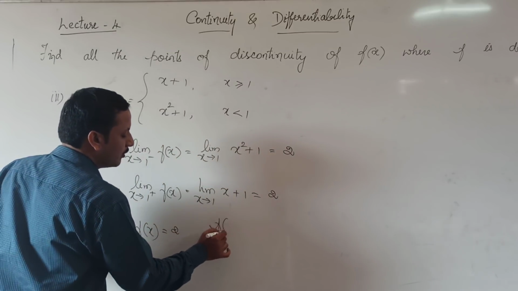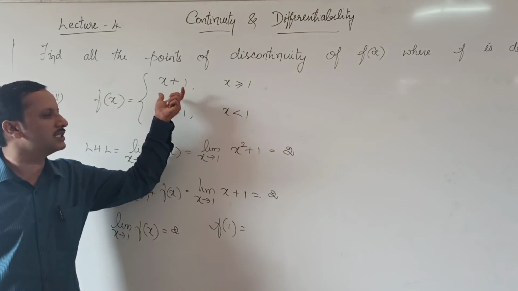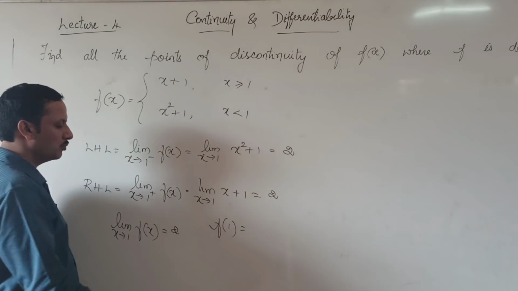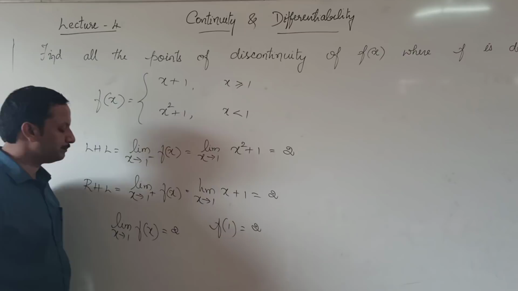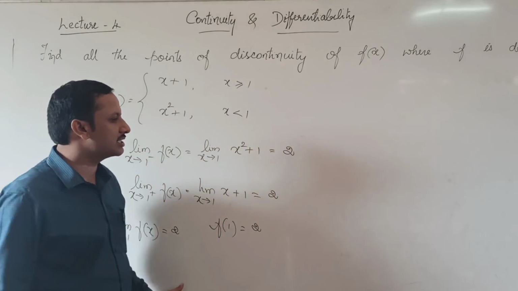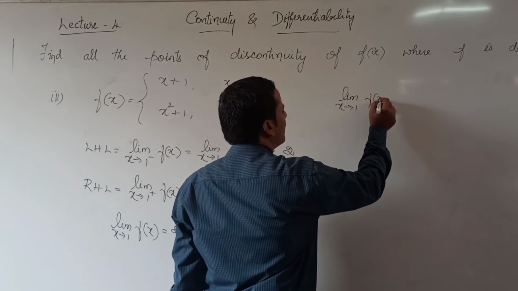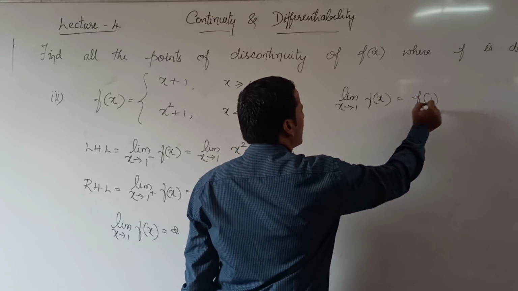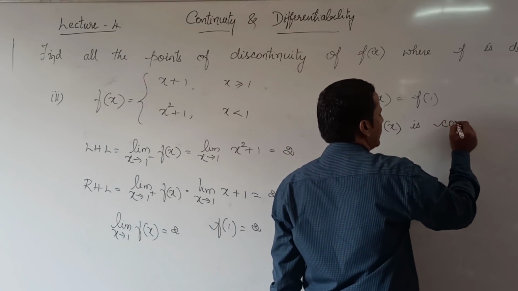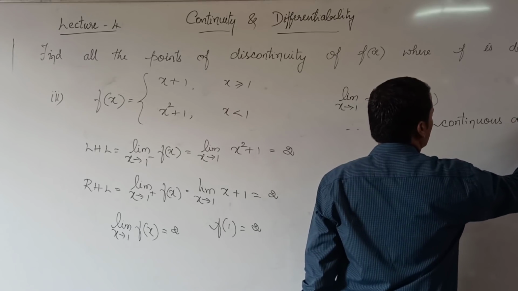What about f of 1? What is the value of f of x at x equal to 1? At x equal to 1, this is what we have to consider. Putting x equal to 1 will give you 1 plus 1, which is 2. Okay. So here it is very evident that limit x tends to 1 f of x is equal to f of 1. Therefore, I can say f of x is continuous at x equal to 1.